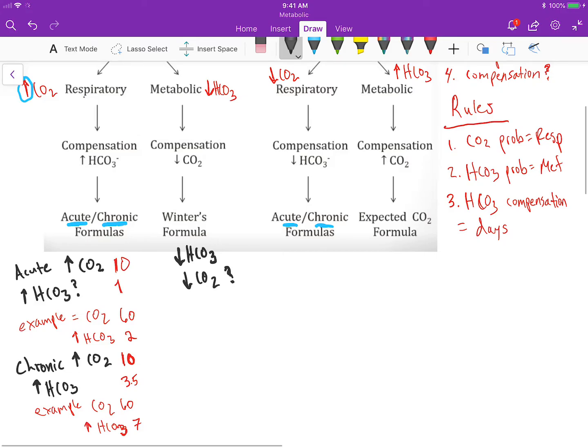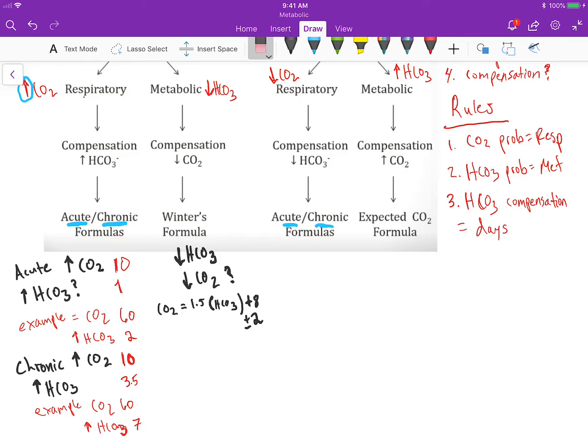Our formula is CO2 is equal to 1.5 times the bicarb plus 8, plus or minus 2. Easy. And I'll go through many examples of that in a later video.